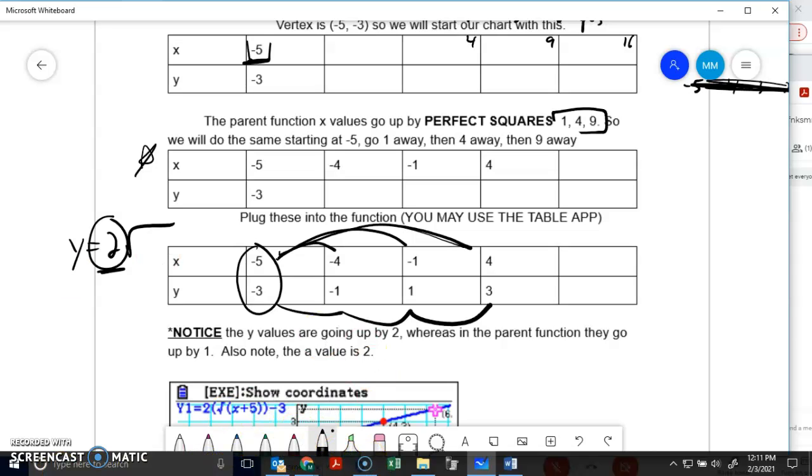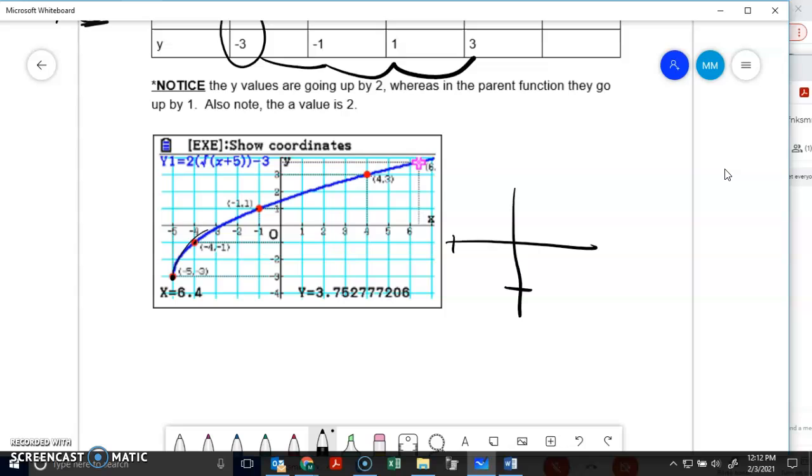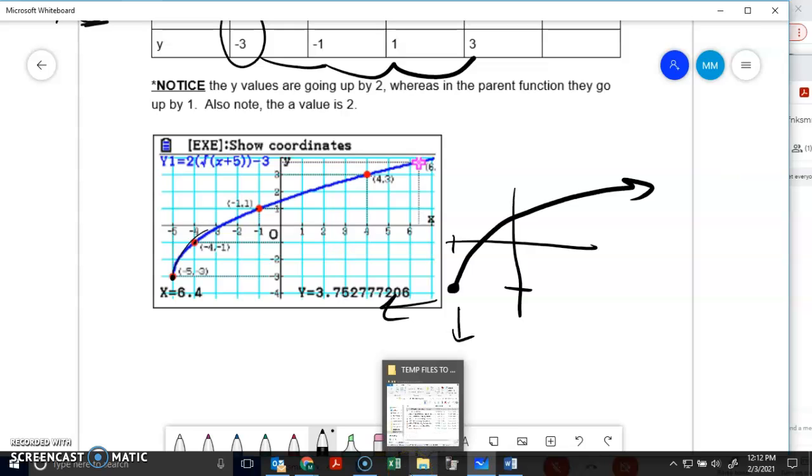And then you need to graph it. So we'll graph these using that chart. And you can see, here are my points: (-5, -3), (-4, -1), (-1, 1), (4, 3). And then draw it. Now, be careful when you're drawing these. It starts here at the vertex and goes up. Do not let anything get below that vertex. You draw a line down there, I have to mark it wrong. It starts here and goes. There's nothing before it this way, and there's nothing below it this way. There's nothing there. In fact, the domain and range will never be infinity to infinity for these.